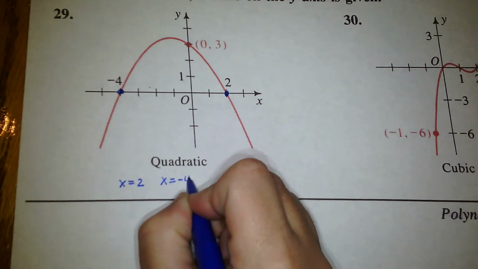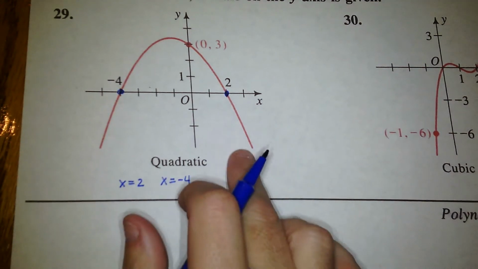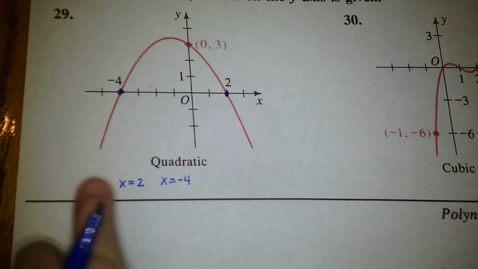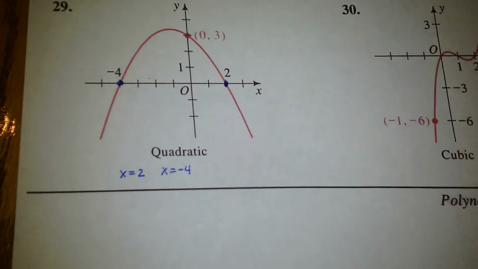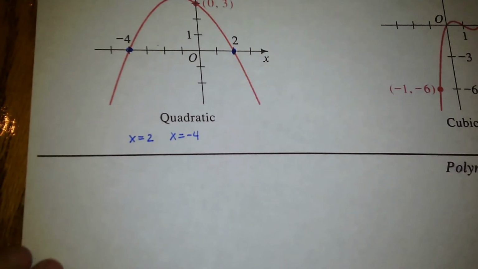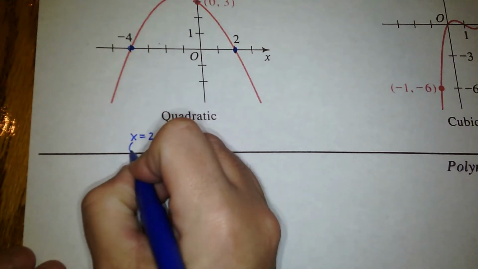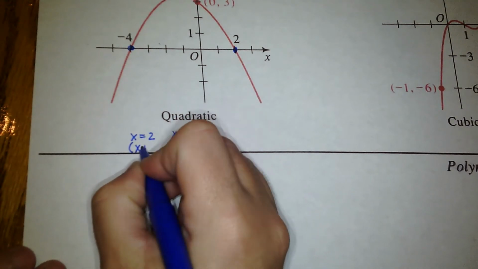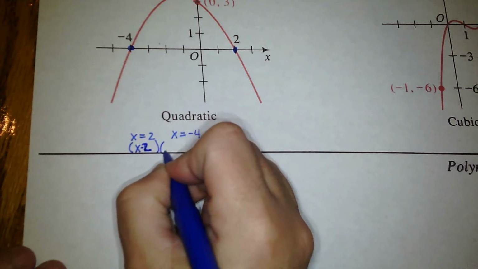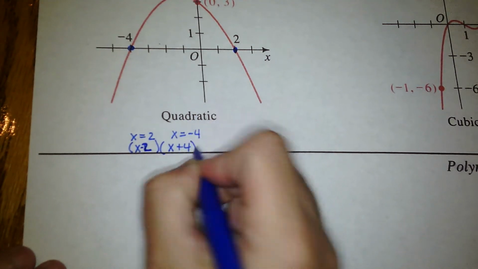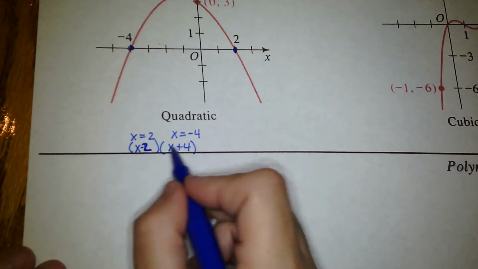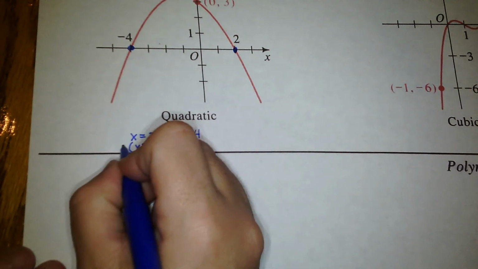Now, it tells us that it's a quadratic. That means that the degree is 2, and that makes sense because those are where it crosses the x-axis. So we're going to write these in factored form. So it should be x minus 2 and x plus 4. And after we write our factored form, we've got to put the A in the front.